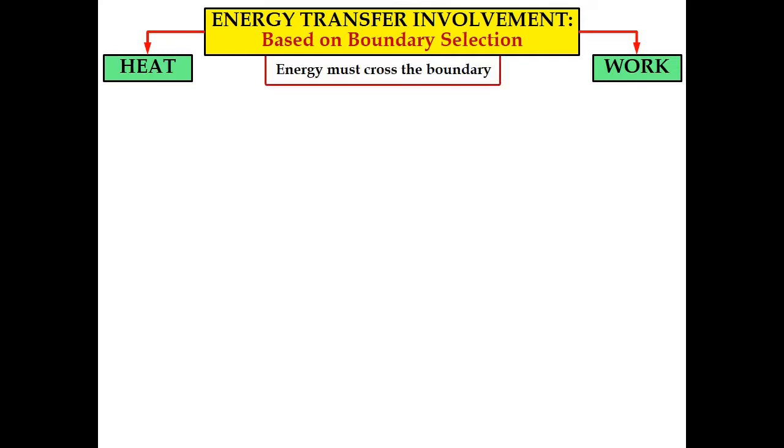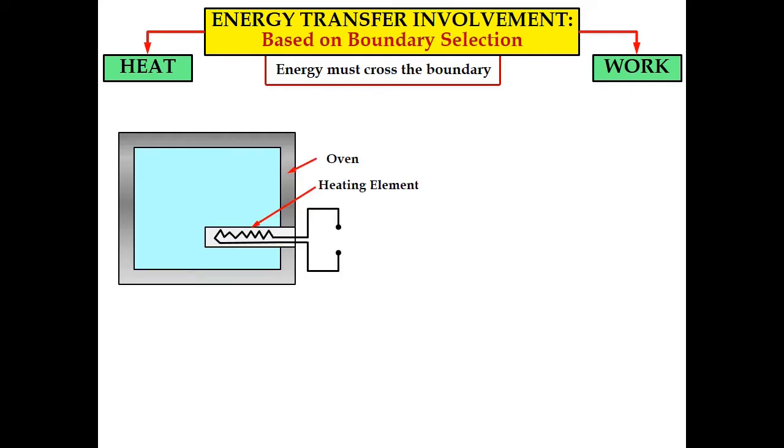Okay, now we want to look at the energy transfer involvement based on the boundary selection. The energy that is included in our analysis depends on which boundary we choose for our analysis. This involves energy transfer by heat and also energy transfer by work. The keyword of the energy transfer involvement is that the energy must cross the boundary. Okay, the energy must cross the boundary.